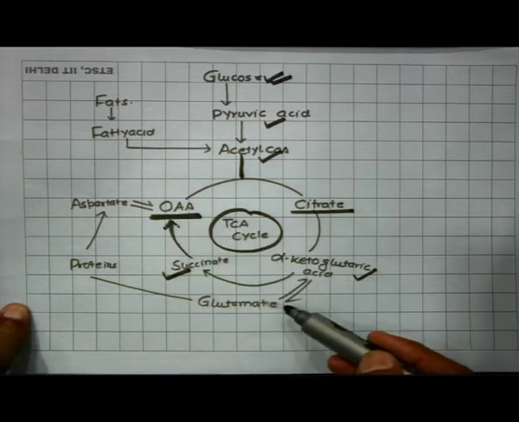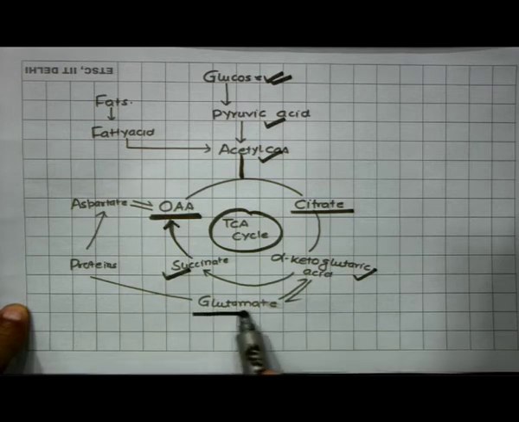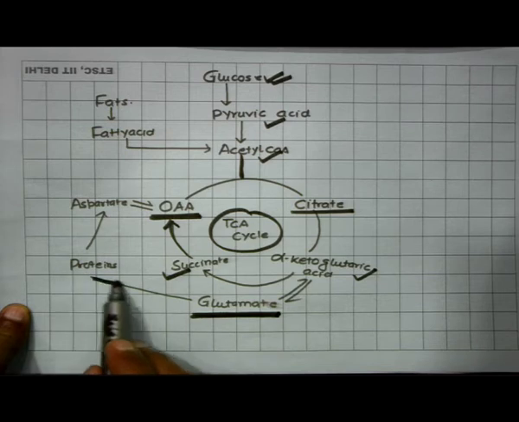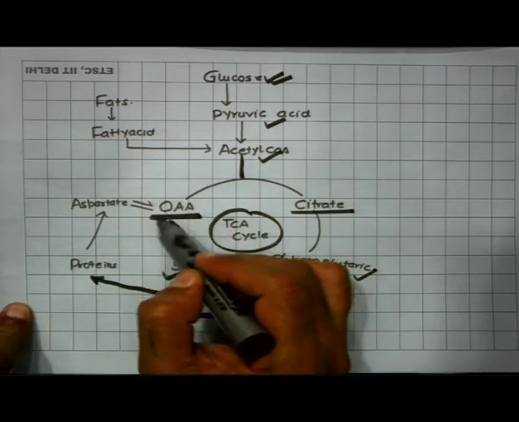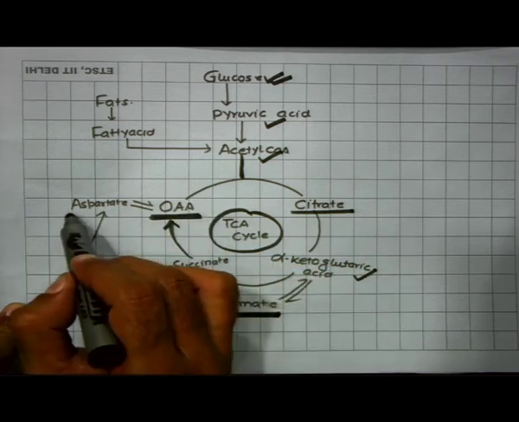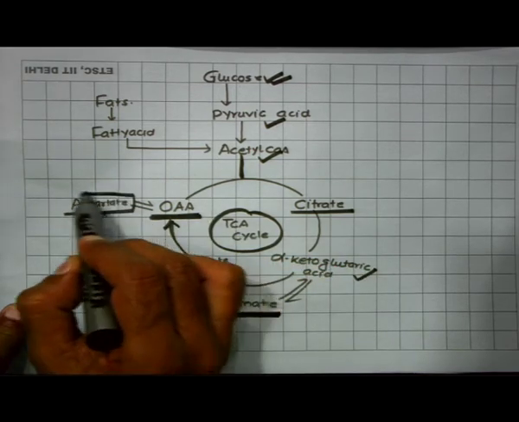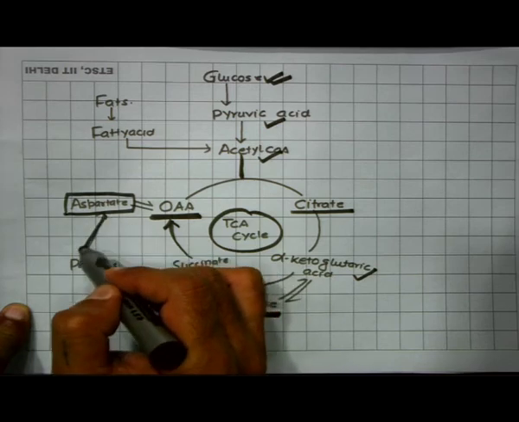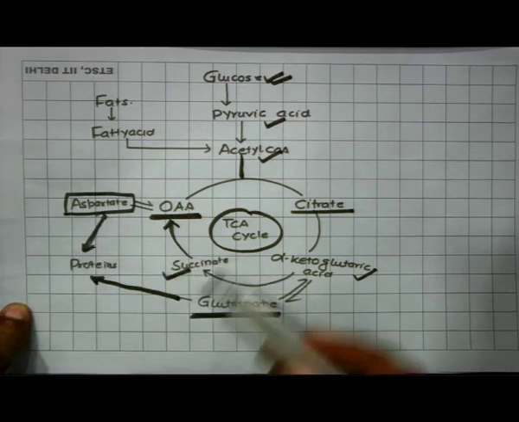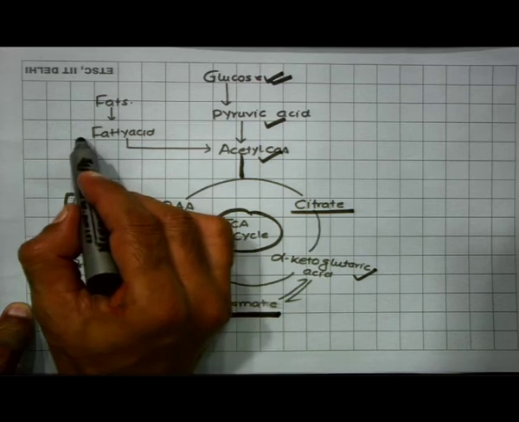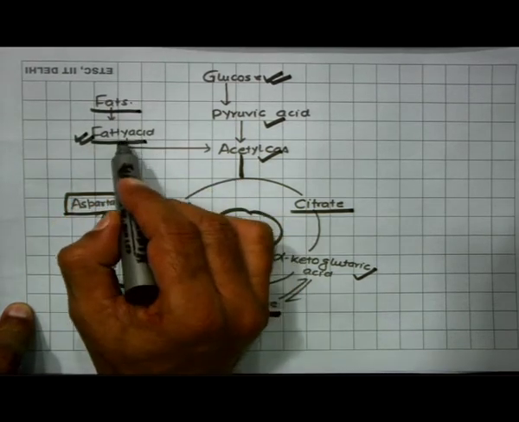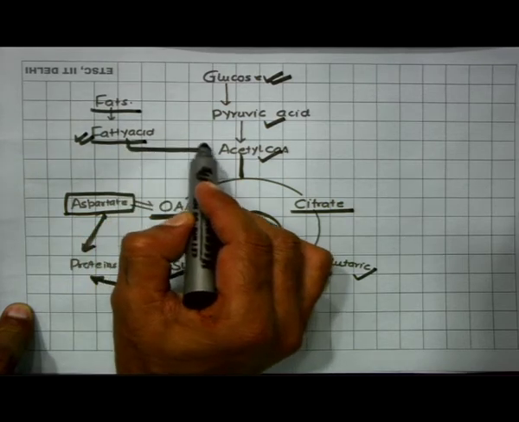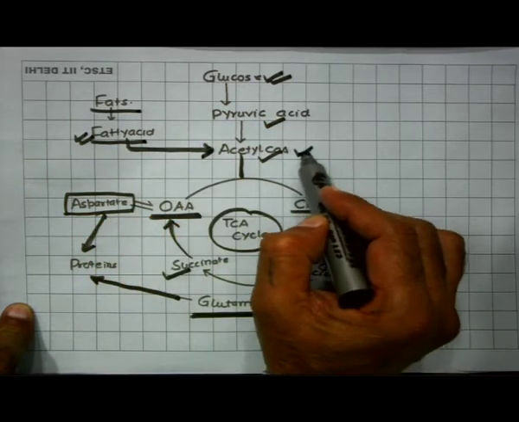This alpha ketoglutaric acid helps in the formation of glutamate and this glutamate helps in the formation of protein, and oxaloacetic acid also helps in the formation of aspartate, and from the aspartate protein is formed. And fat is converted into fatty acid, and this fatty acid is directly involved in the acetyl coenzyme formation.